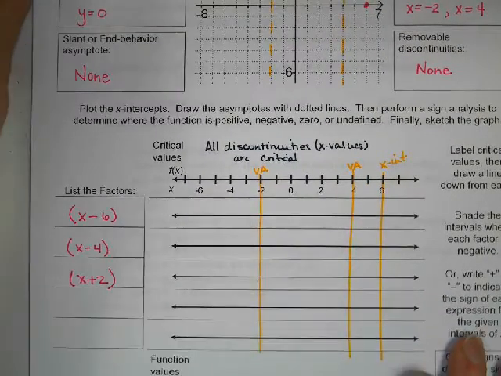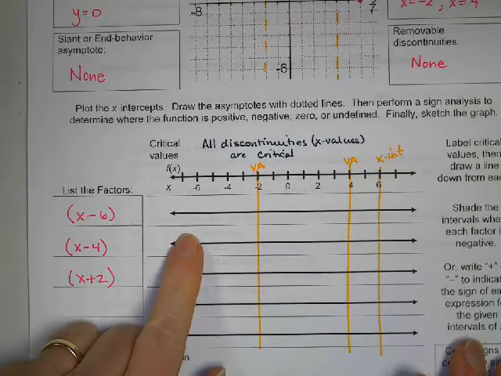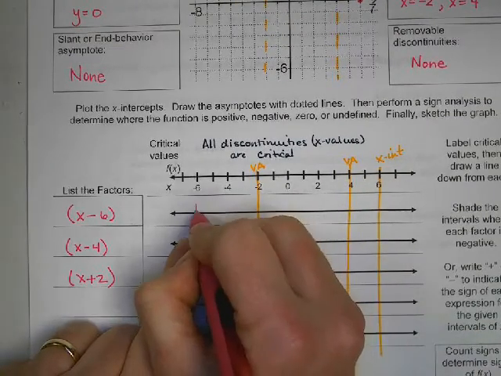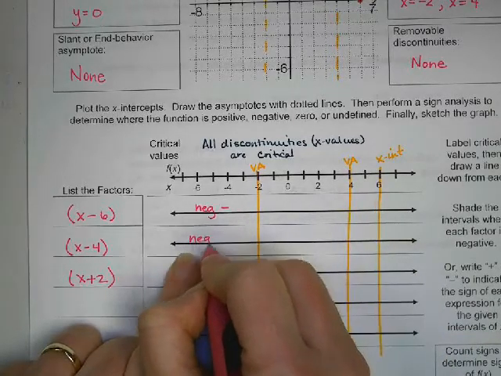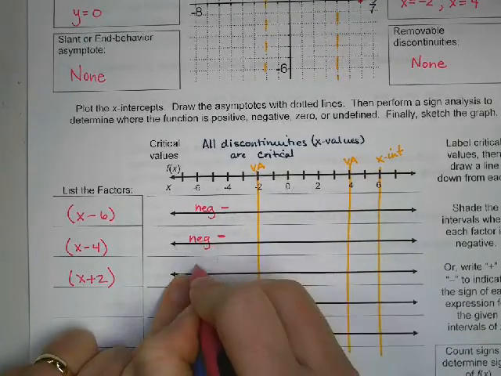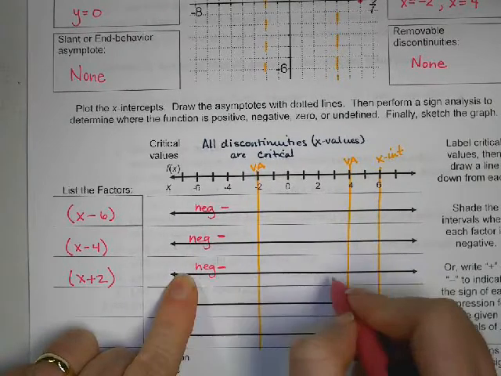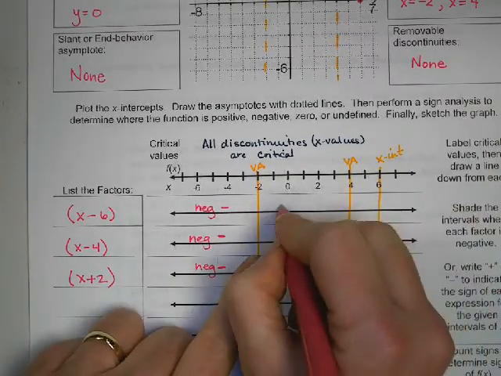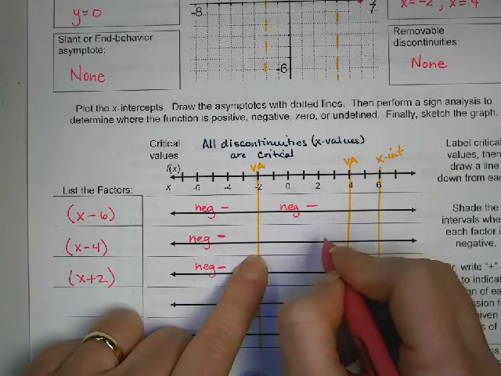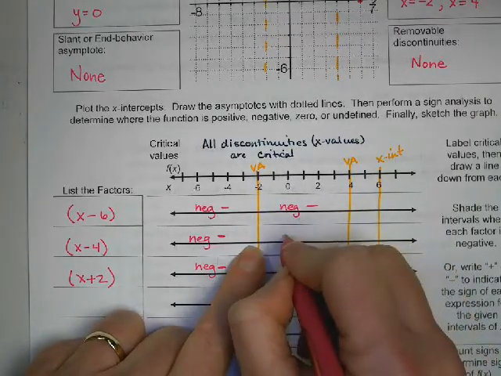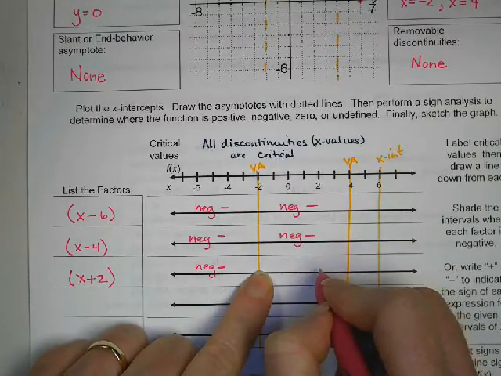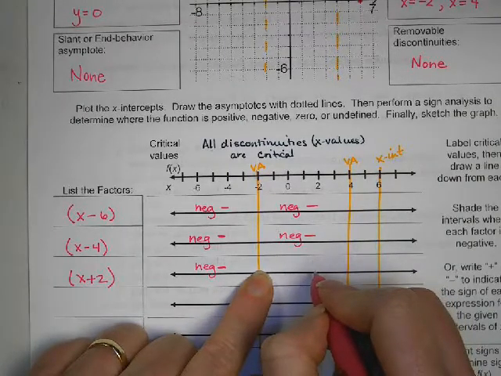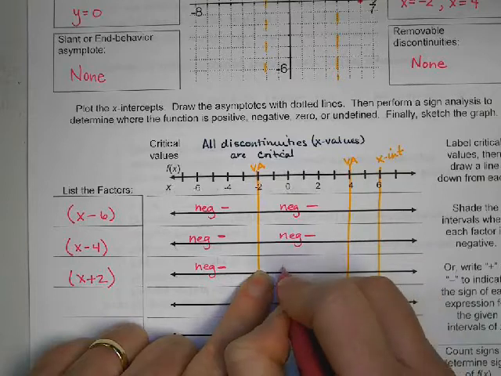Now, looking from the vertical asymptote to the left, all these numbers are negative. If I plug any one of these numbers in to x minus 6, the whole thing would come out to be negative. Same thing for x minus 4. The whole thing would be negative. Same thing for x plus 2. Those would be negative. If I plugged in, let's use 0, because 0 is in between these 2 vertical asymptotes. 0 minus 6 is negative. 0 minus 4 is negative. 0 plus 2, that comes out to be a positive value. So I'm going to put positive.